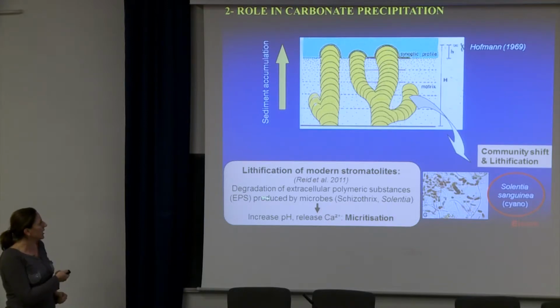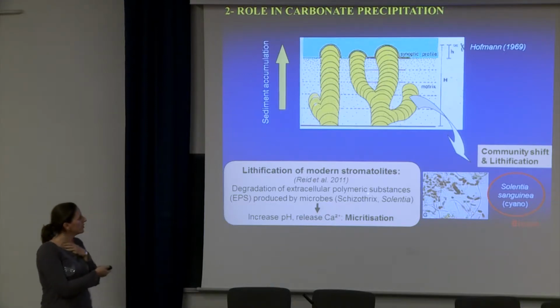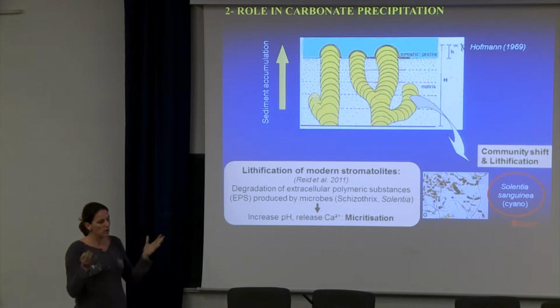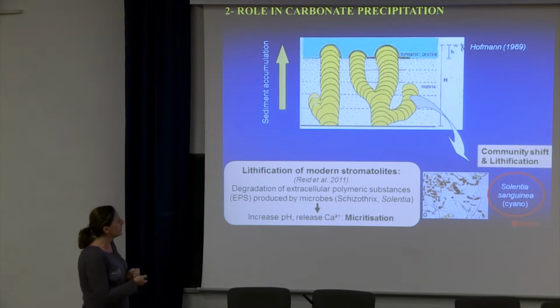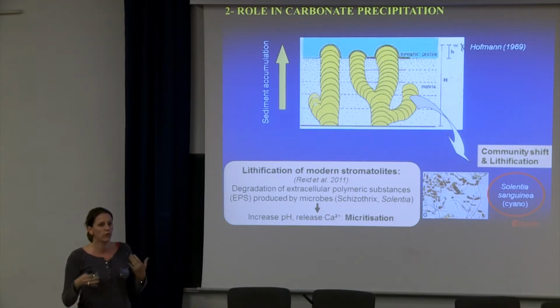And this is due to the degradation of extracellular polymeric substances, which are mainly produced by Schizothrix and Solentia. In the case of Schizothrix, it's production of organic matter which will be degraded by bacteria. And in the case of Solentia, they are growing from one grain to another grain.